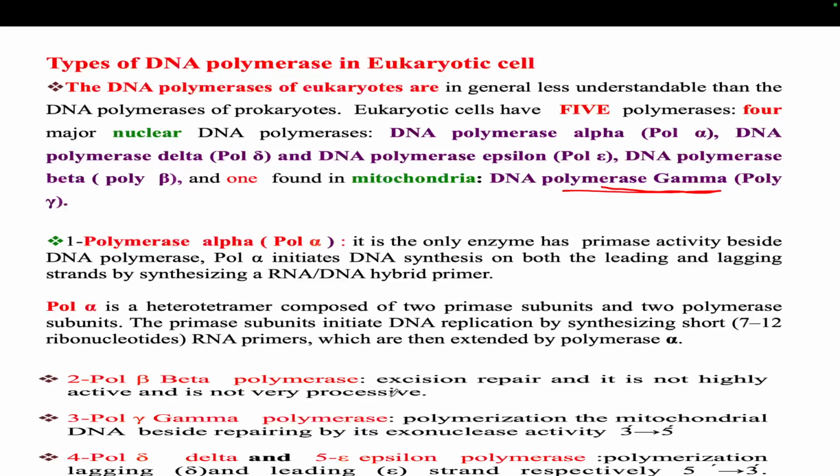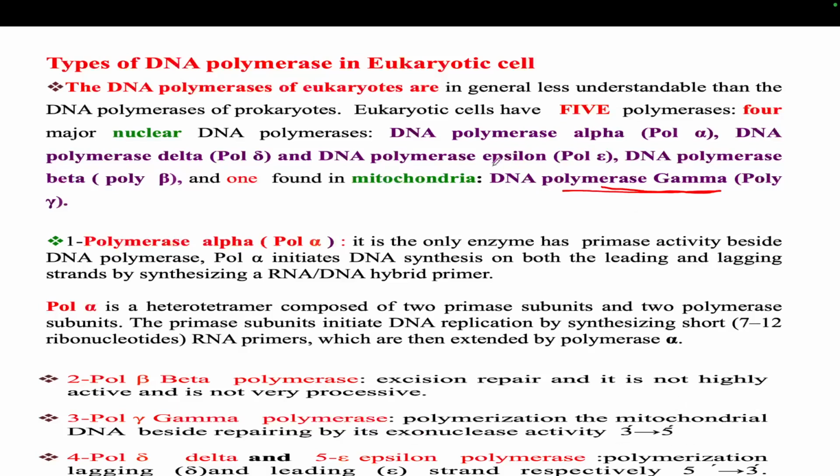Okay, like DNA polymerase 2 in case of bacteria, here the polymerase beta is also not so processive and not so very active. It is helpful in the repairing mechanism. Okay, then you are having the polymerase gamma. This polymerase gamma, as we already discussed, helps in the mitochondrial DNA synthesis, and besides that it also has the exonuclease activity from 3 prime to 5 prime end.